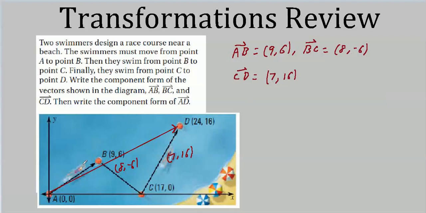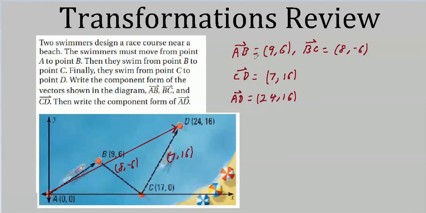So we have the vector 9, 6, the vector 8, minus 6, and then the vector 7, 16, and we wind up here. Well, we already know, because this starts at the origin, AD is just 24, 16, the same as the point. That's how it works when you start at the origin. If you're not at the origin, you have to subtract and get the displacement. If you're at the origin, well, you can still subtract 0, 0 if you want to, but you're just going to end up writing down the coordinates of the point.